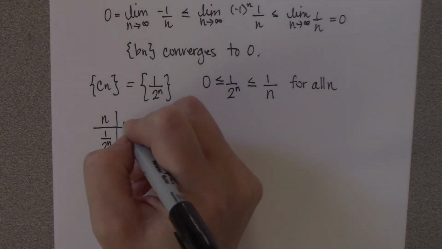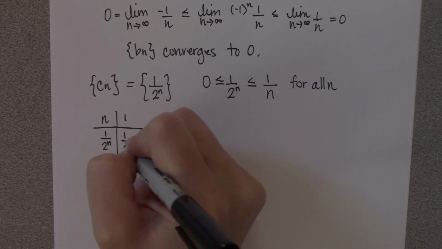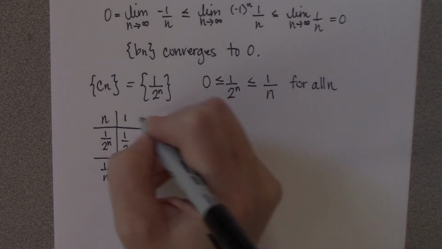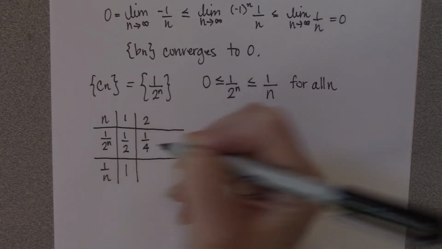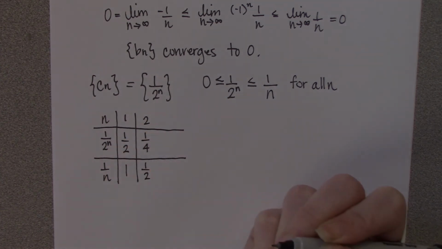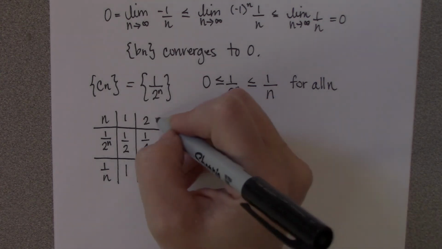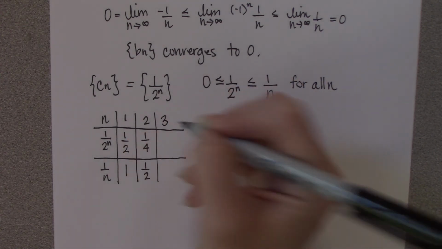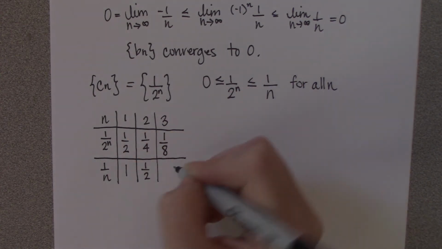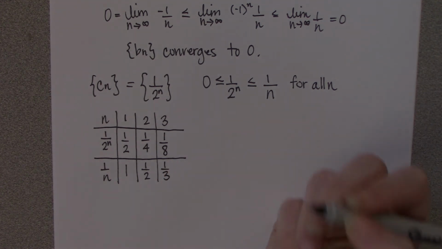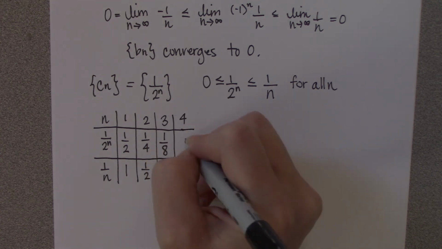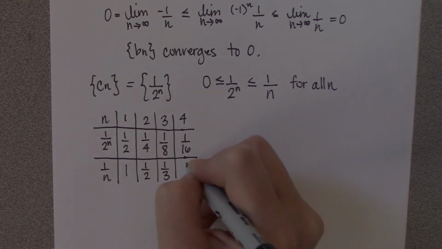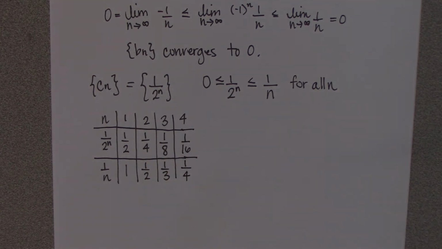So if n is 1, then this is 1/2, and this is 1. 1 over n is definitely bigger. If n is 2, this is 1/4, and this is 1/2. 1/2 is definitely bigger than a fourth. If we grab 3, we get 1/8 over a third. A third is bigger than an eighth, and we'll go one more. When n is 4, we get 1/16, and we get 1/4, and 1/4 is bigger than 1/16.